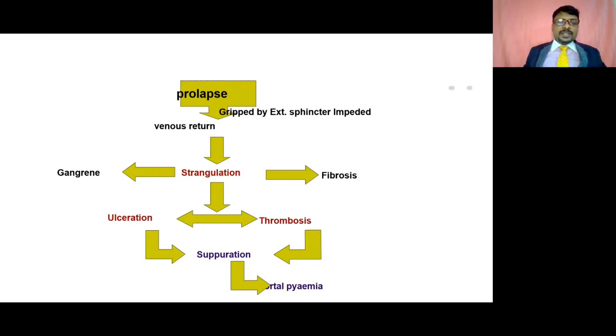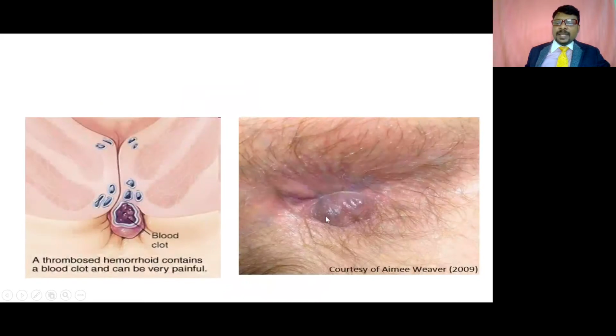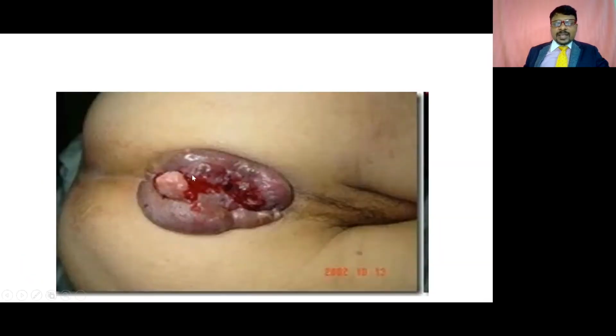So if it is the infections, or if it is the prolapse, there is a chance of getting ulceration or thrombus formation, so there may be severe pain, and sometimes even gangrene. If you see here, this is a thrombosis, that means blood clot formation. After that, there may be infection. So this type is going to cause severe pain, and in those conditions, they are going to feel severe complications.